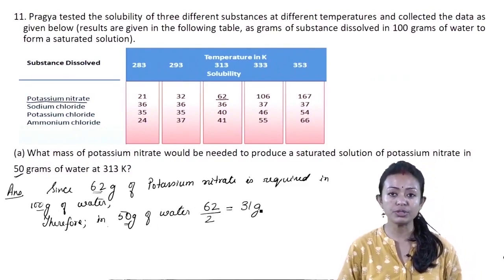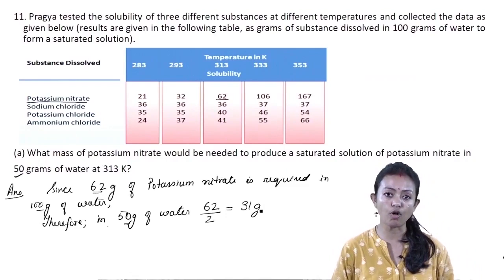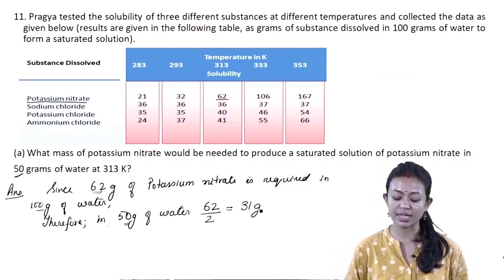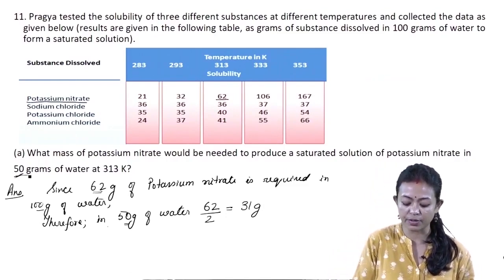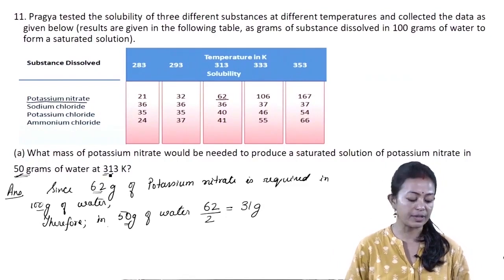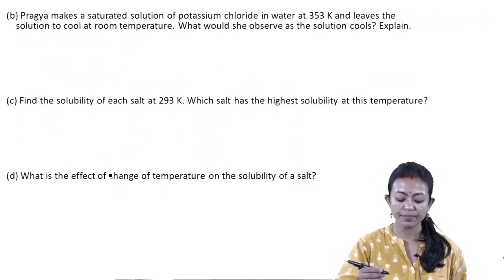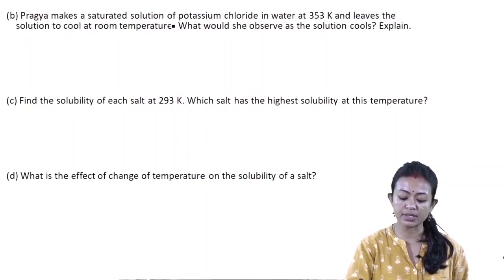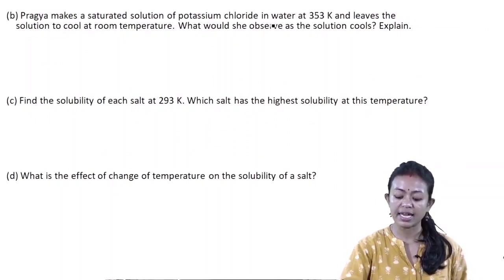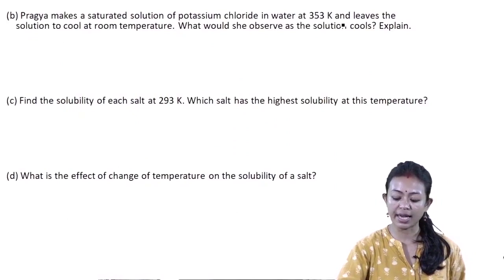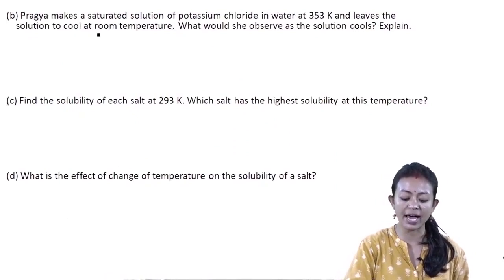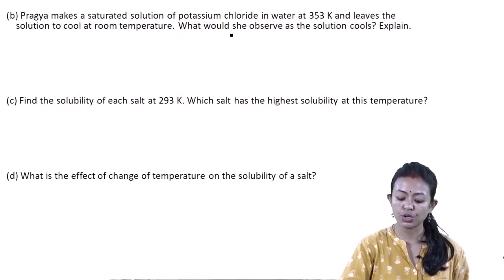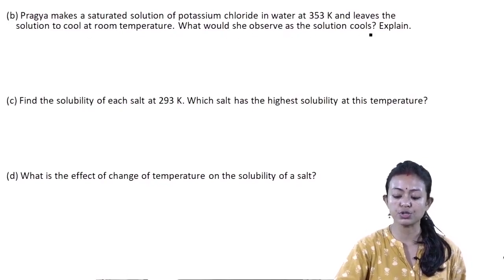That means you need to take 31 gram of potassium nitrate to make a saturated solution in 50 grams of water at 313 Kelvin. Okay. The next question. Pragya makes a saturated solution of potassium chloride in water at 353 Kelvin and leaves the solution to cool at room temperature. What would she observe as the solution cools?